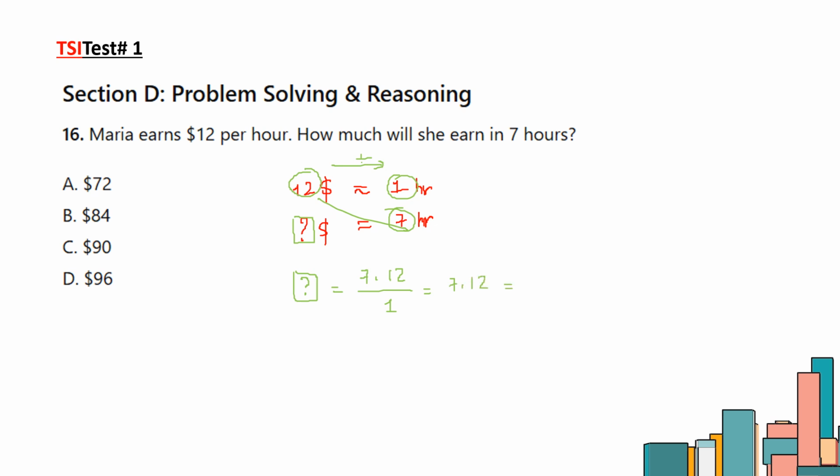So 7 times 12, you can set up. 7 times 2 is 14, write 4, remember 1. 7 times 1 is 7, plus the remembered 1 is 8, so 84. You don't need a calculator, but if you need it, you can use it, okay? B is the correct answer.